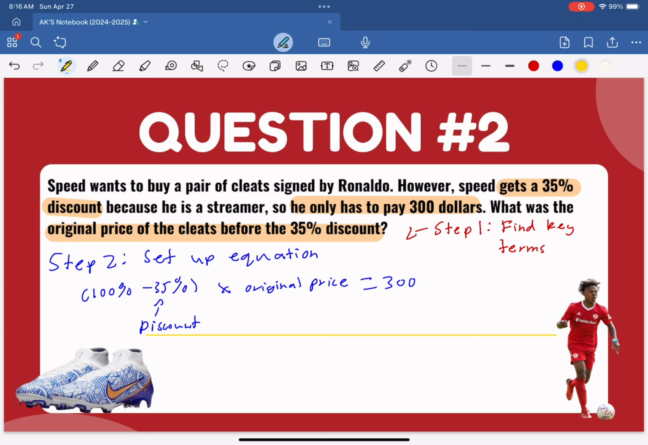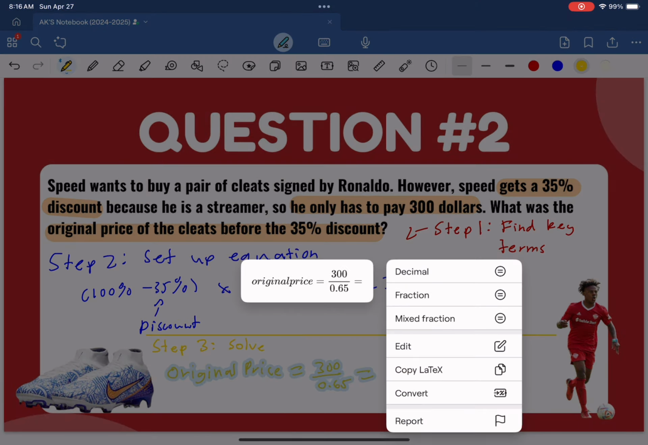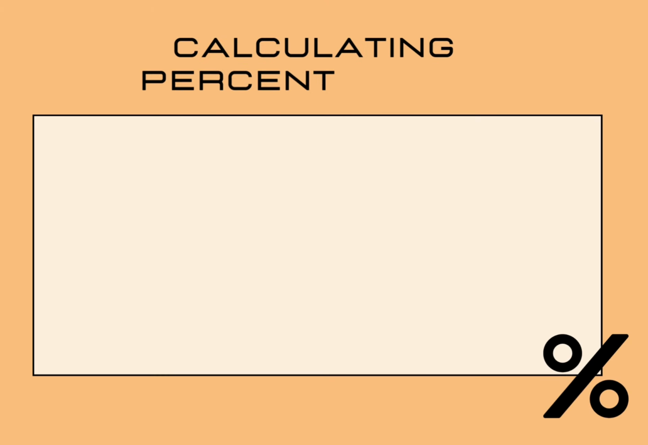So step 3. All we have to do now is solve the equation we have created. Firstly, 100% minus 35% is 65% or 0.65 as a decimal. So to solve the equation, we can just divide each side by 0.65, which gives us that the original price is equal to 300 divided by 0.65. And this gives us an original price of approximately $461.54.